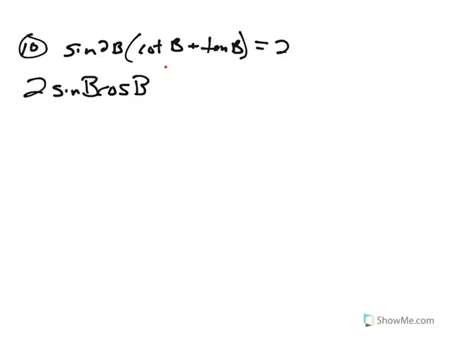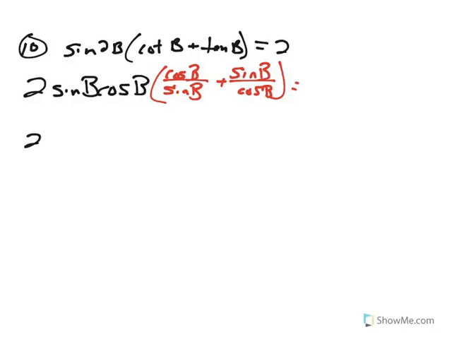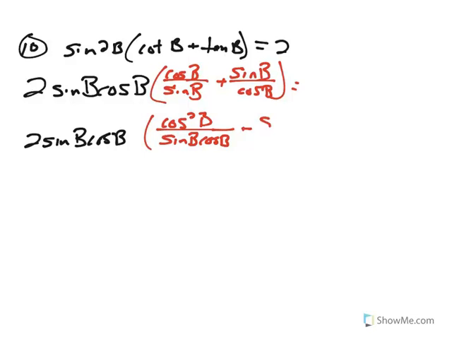So inside my parentheses, I'm going to change cotangent of b to cosine over sine of the angle b. I'm going to change tangent to sine of b over cosine of b. Then I'm going to add those fractions together, hoping that good things will happen. First fraction, I'm going to multiply the top and bottom by cosine. It's going to give me cosine squared of b over sine of b cosine of b. Second fraction, I'm going to multiply the top and the bottom by sine. It's going to give us sine squared of b over cosine of b sine of b. I did that so I have common denominators.